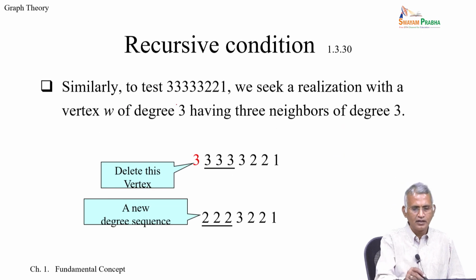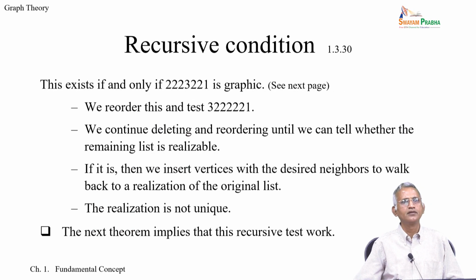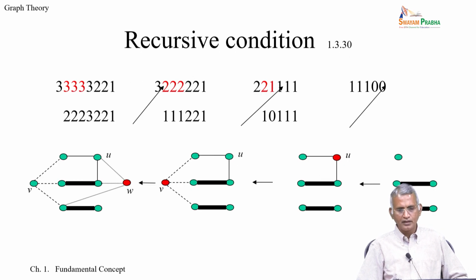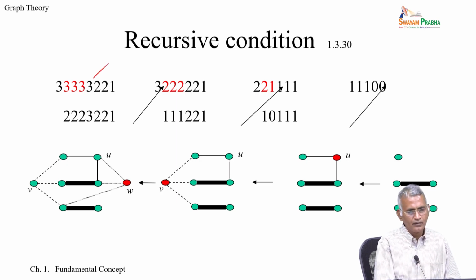Similarly, test 3, 3, 3, 3, 2, 2, 1. We seek a realization with a vertex w of degree 3 having neighbors of degree 3. So, delete w and the new degrees will be reduced to 2, 2, 2, with the 3 as usual and then 1. This is called recursive. So, this exists if and only if 3, 2, 2, 2, 2, 1 is graphic. So, this is a recursive condition. You take 3, 3, 3, 3, 2, 2, 1. If you delete a vertex, it becomes 3, 2, 2, 2, 2, 1, because deleting one vertex reduces its neighbors by one, one vertex stays as it is, and the rest become 2, 2, and it goes like that.